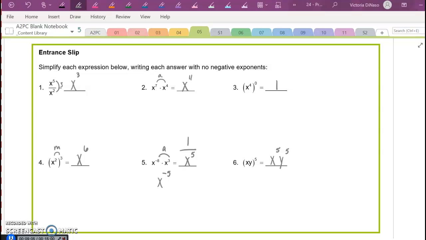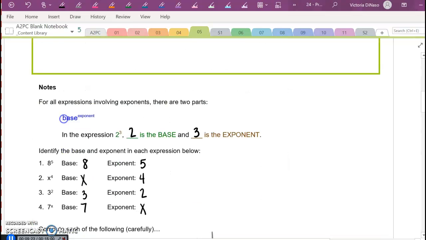In number 5, you're doing 2 things. First, you're adding the exponents, and then because you have a negative exponent, you need to take the reciprocal of it. And then in number 6, we distribute the 5 to the x and the y. So it goes to both terms. Well, it's one term, but it goes to both items inside of the parentheses.